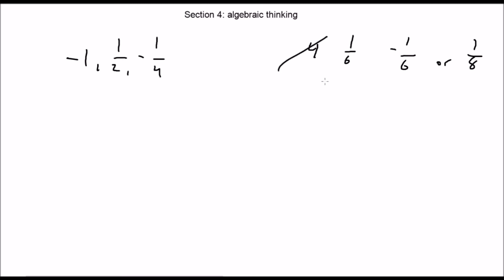So, let's write out our sequence here: -1, 1/2, -1/4. And then our options are 4, 1/6, -1/6, or 1/8. So I think we can look at this right away and say 4 is obviously not an answer, not even an option for the answer here. But now we're left with 1/6, -1/6, or 1/8.